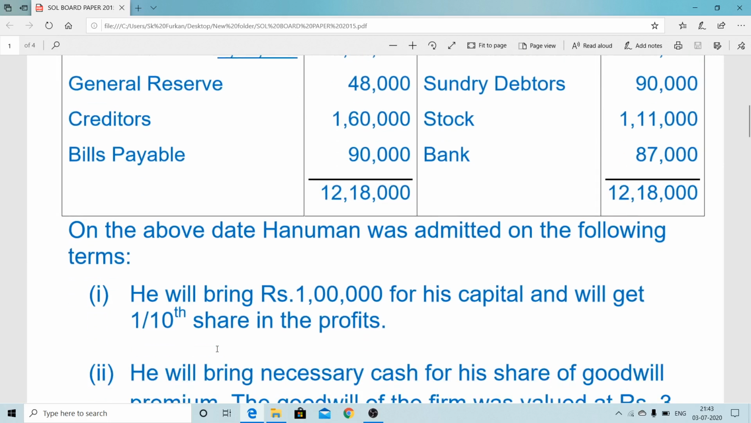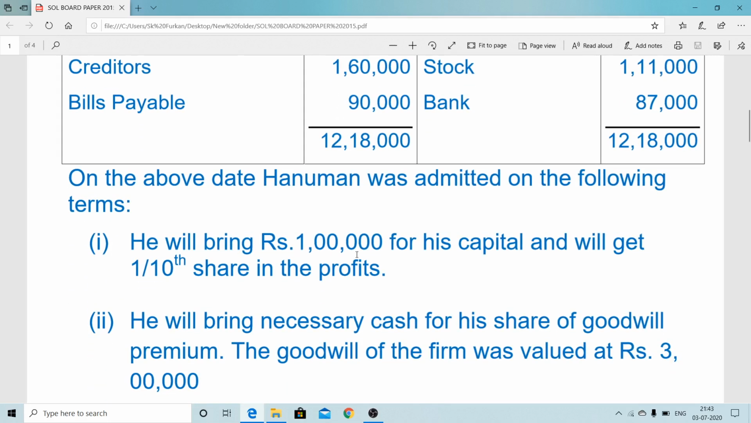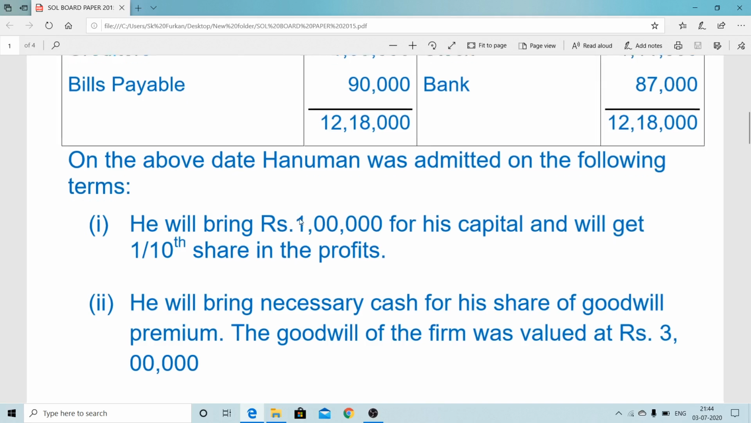What are the terms and conditions? First term, he will bring rupees 1 lakh for his capital and will get 1/10 share in the profit. Out of total profit, 1/10 will be given first of all to Hanuman, and the remaining 1 minus 1/10, that is 9/10, will be distributed among the old partners. And for that, the incoming partner has to pay 1 lakh rupees as his capital. That is the primary, first condition.